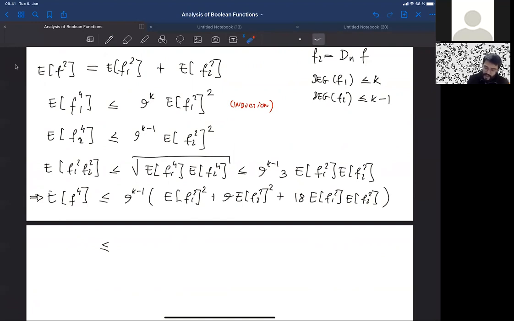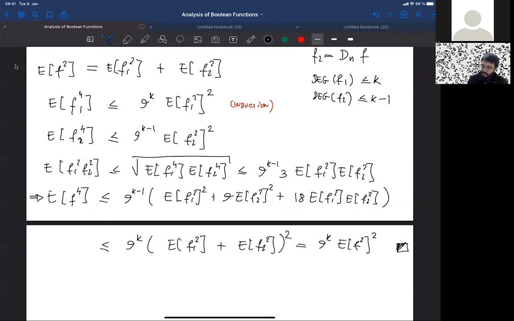So if I put the 9 here, I increase, then I can factor that 9 and it comes out. This comes out. And this becomes exactly 2 times 9. So this is definitely less or equal. And then that would be a square. And that is 9^k times the expectation of f squared, which is what we wanted to show, and that closes the induction.